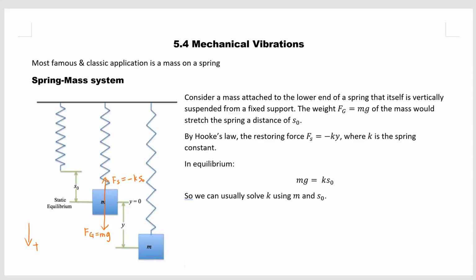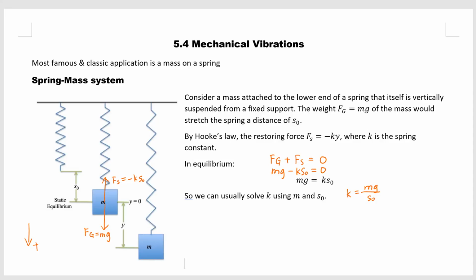So far, so good, everybody. So at the equilibrium position, the net force is 0. So we have the gravitational force plus the spring force equal to 0. That's net force 0. Okay, and then that's why we get mg minus k s0 equals 0. So that means mg equals k s0. So we can usually solve for k using m and s0, right? So k equals mg over s0, where s0 is how much we stretch the spring.